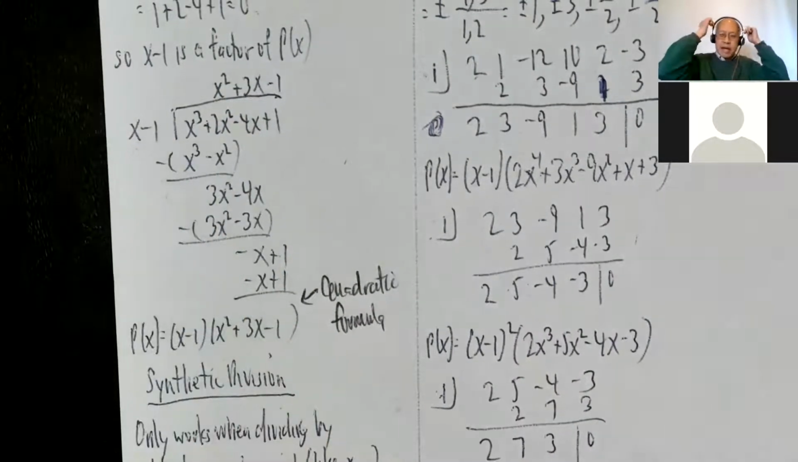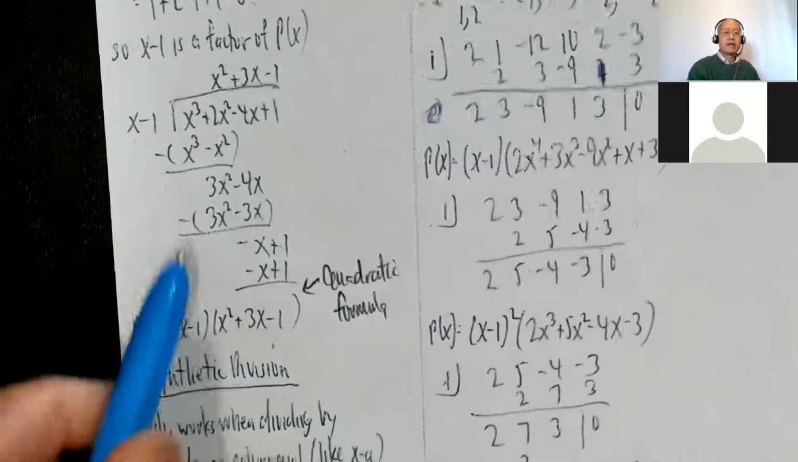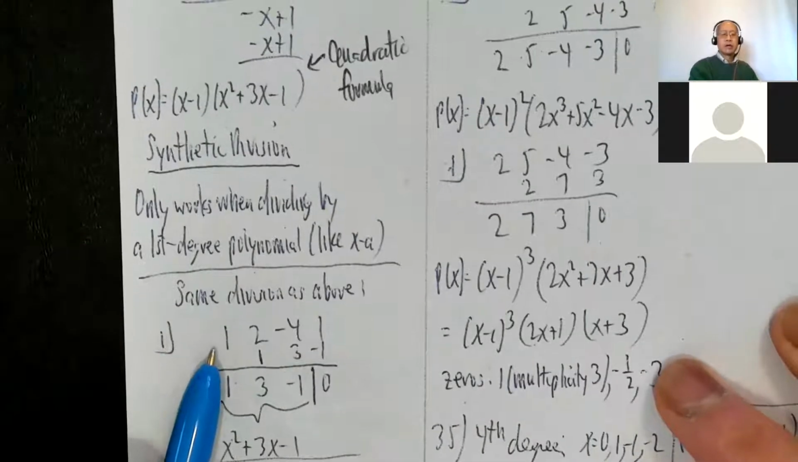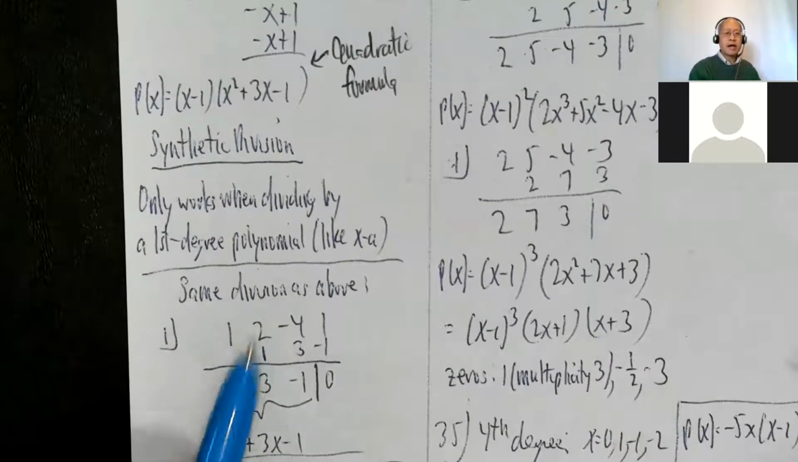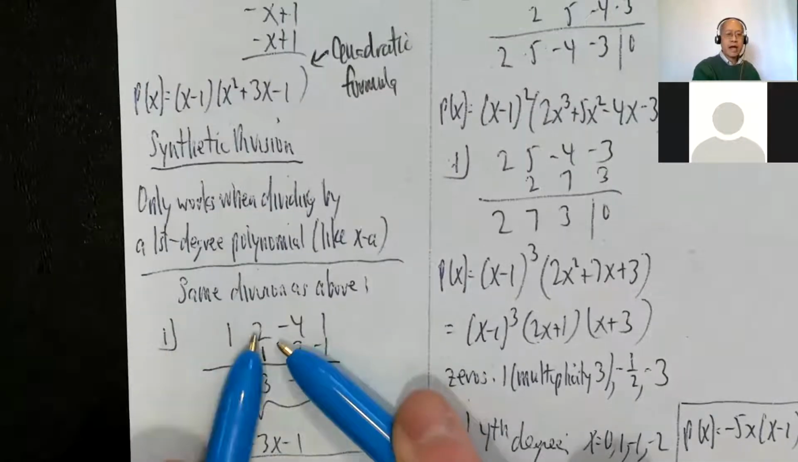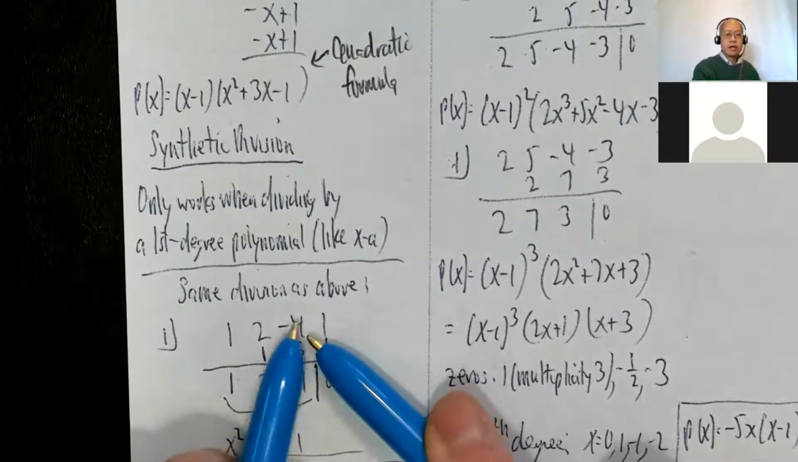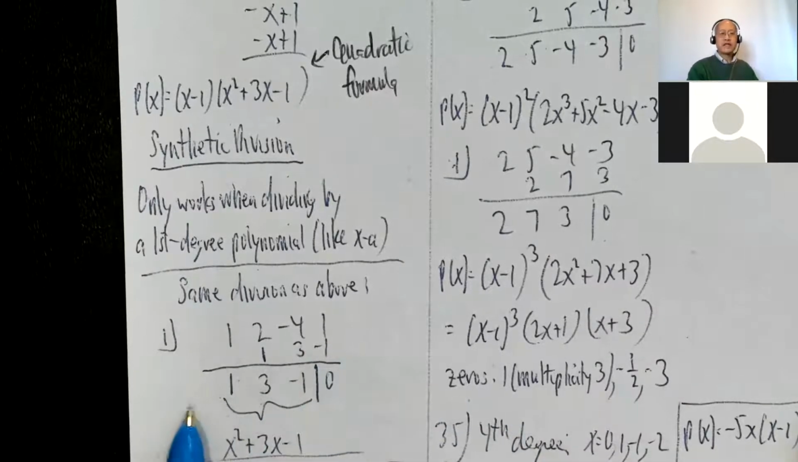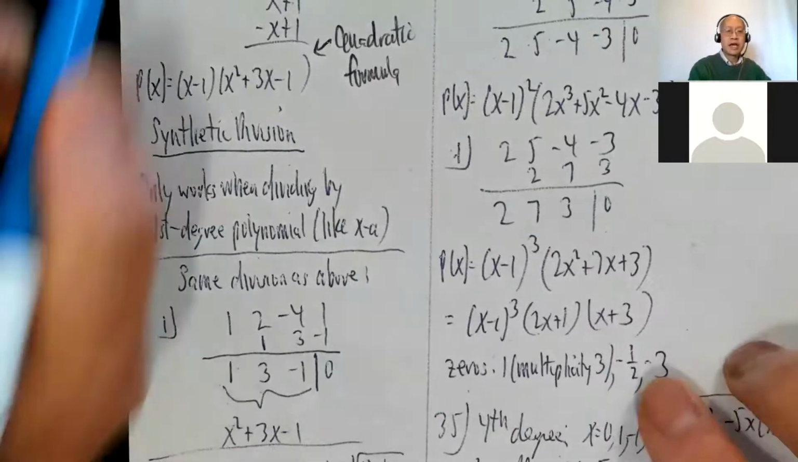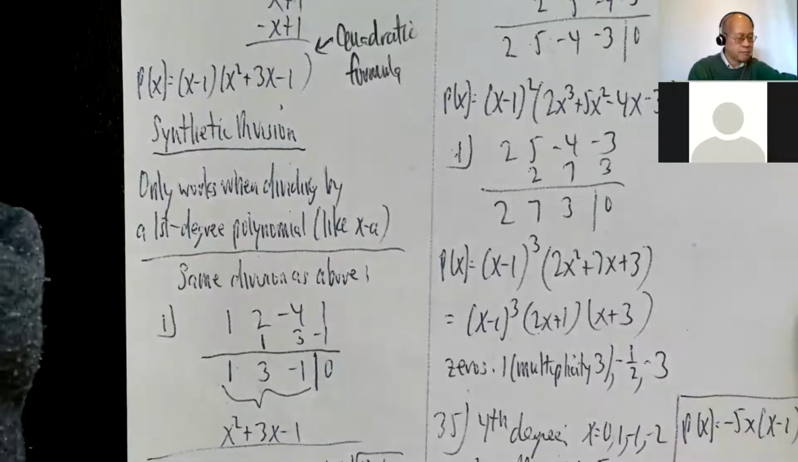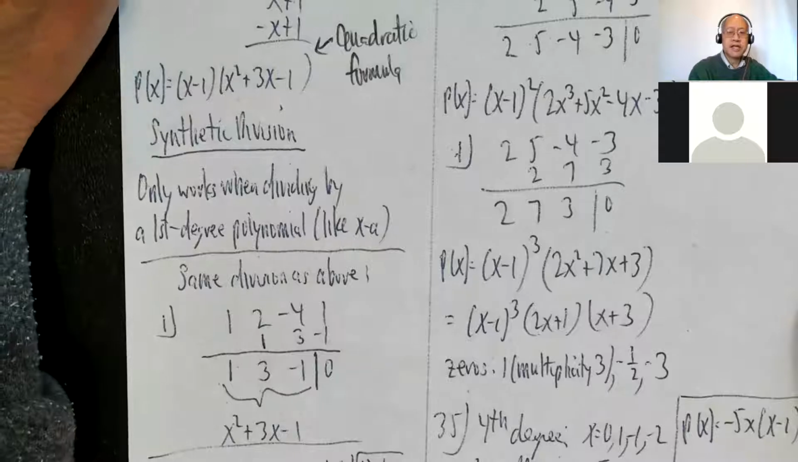And instead of getting mixed up in my brain by remembering to subtract, I say, why don't I just add the opposite? So instead of putting a minus 1, let me make a plus 1 and add. So put down the 1, then it's multiply, add, multiply, add, multiply, add. So 1 times 1 is 1, add 3. 1 times 3 is 3, add negative 1. Multiply, add. Read these off as x squared plus 3x minus 1. Exactly the same answer as you got over here. So this is called synthetic division.